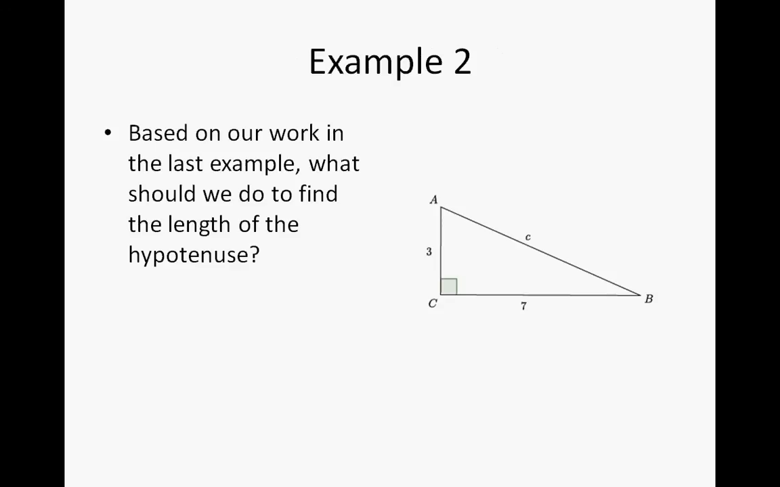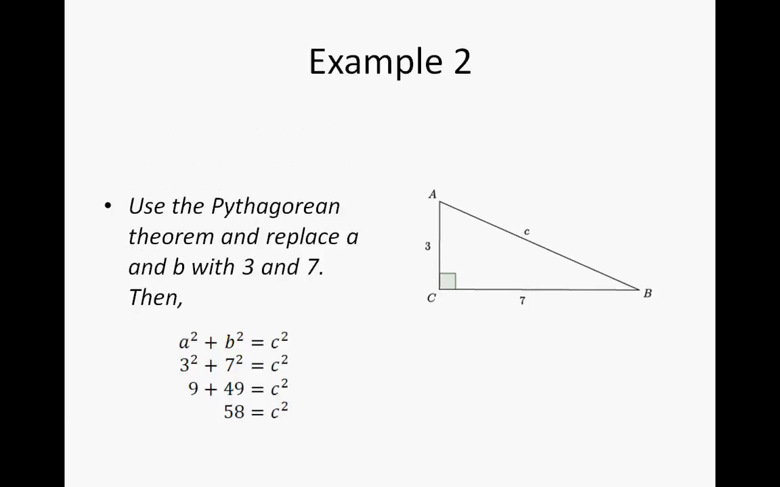So specifically taking a look at example 2, based on our work in the last example, what should we do to find the length of the hypotenuse? Well, you're going to use the Pythagorean Theorem and replace a and b with 3 and 7. So doing that, now we have 3 squared plus 7 squared equals c squared.